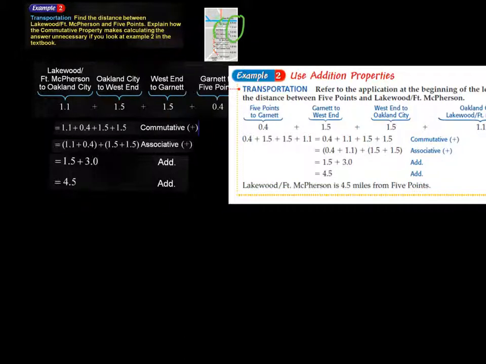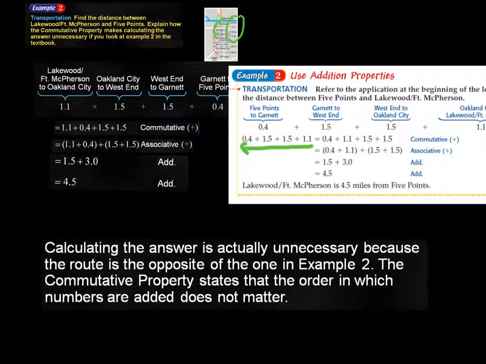So if we reverse the order, 1.1, 1.5, 1.54, we have the same thing. And we know that from the commutative property, the order in which numbers are added does not matter. So we're going to get 4.5, I should write the label, miles, either way you add it.